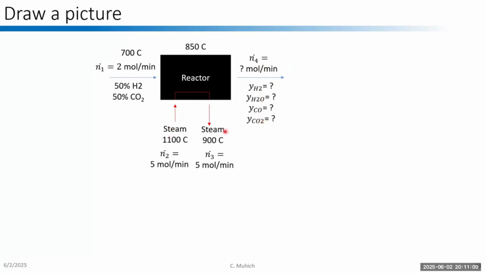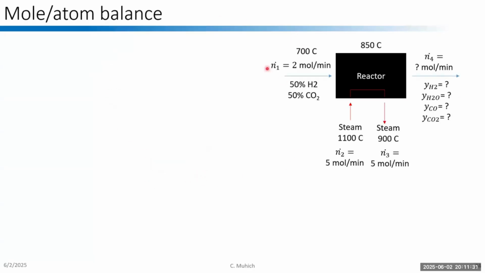I also had steam that was providing heat through a heating coil. I have steam entering at 1,100 degrees C, at 5 moles per minute, and then steam leaving the reactor at 900 degrees C, also at 5 moles per minute. Okay, so we have everything labeled. We have our picture that's going to live up over here. The first thing that we're going to do is a mole balance to situate where we are, and then we'll do an energy balance.